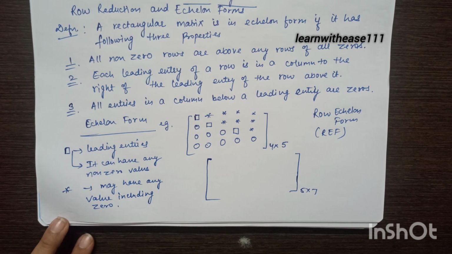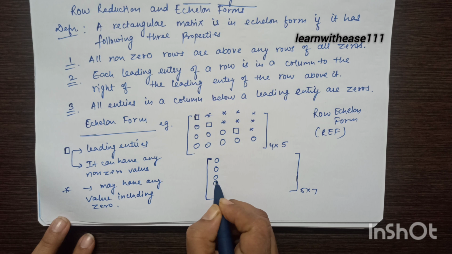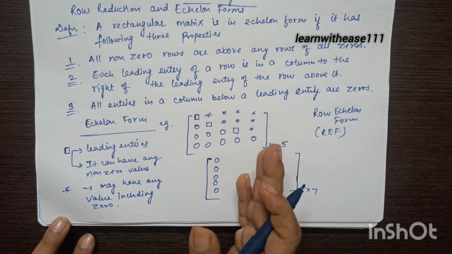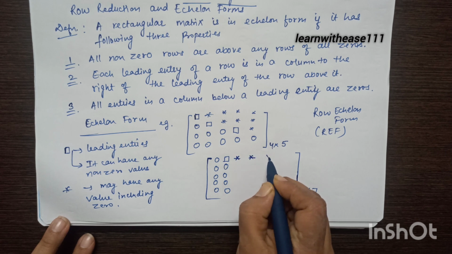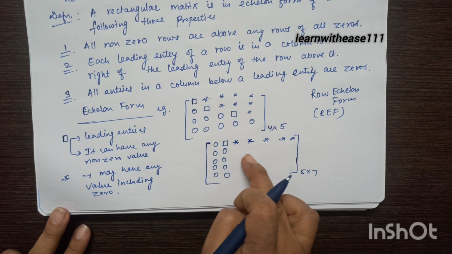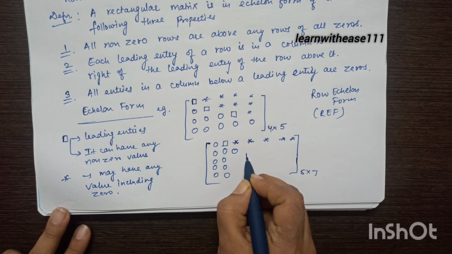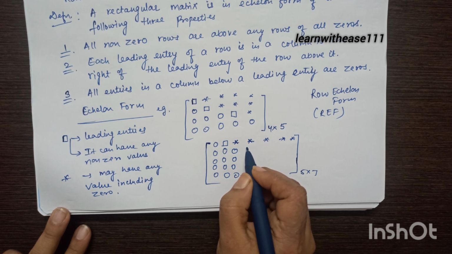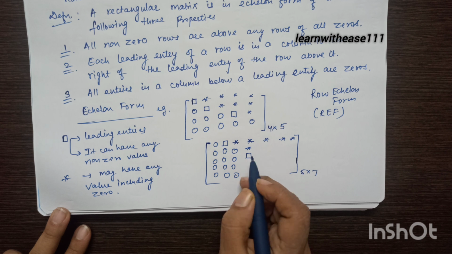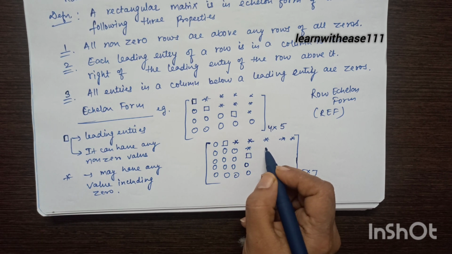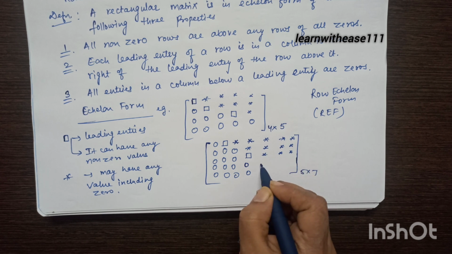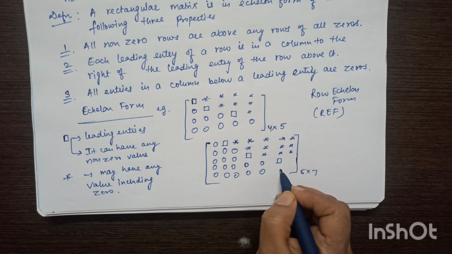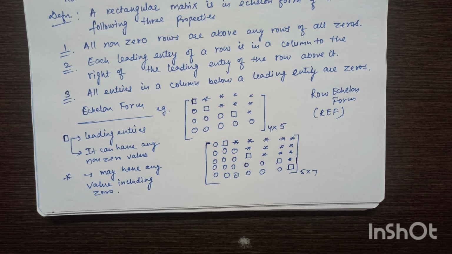There is another example of 5 by 7, so that you can get an idea of how to make Echelon form. It may happen the first column is free from leading entries. The leading entries start with the second column. Elements below a leading entry would be 0, and the next leading entry would be to the right of it. It may take the next column or a column further away, but it would be to the right.